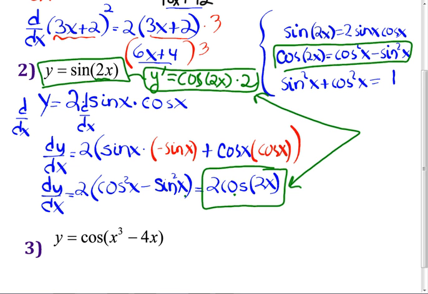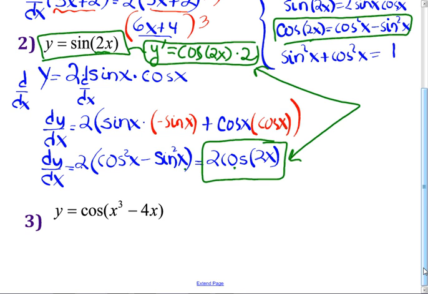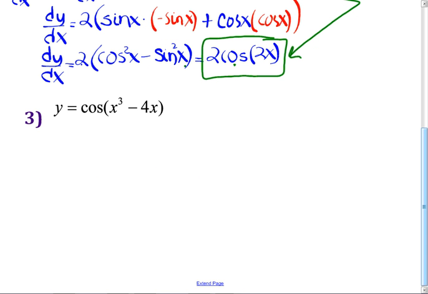Personally, I think the chain rule is easier, and you'll feel that way too. You'll forget to use the chain rule, and I say, remember, chain rule, chain, chain, chain. Okay, let's try this one.